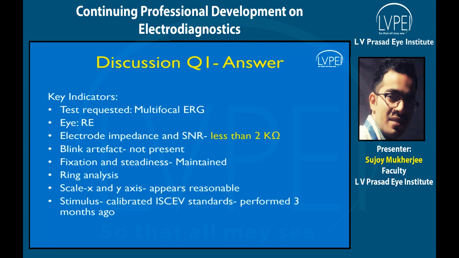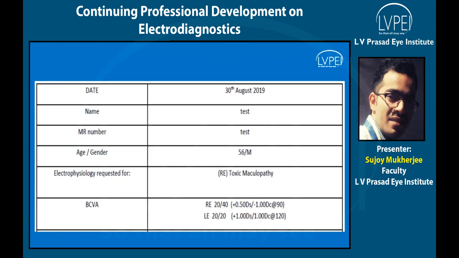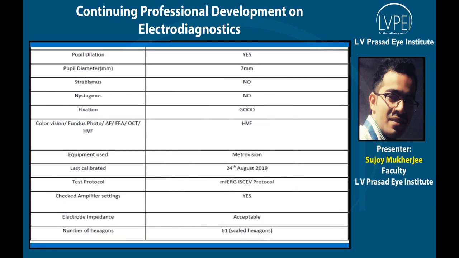Stimulus calibration should be done within 3 months, if not then 6 months. Now the demographics consist of the patient's age, gender and date of the test, and why it was aimed for. We should mention that it was initially meant for toxic maculopathy in the right eye. We should also include the best corrected visual acuity in both eyes, and the current refractive correction. Other important parameters are whether the pupil is dilated, and if so, the diameter of pupillary dilation must also be mentioned.